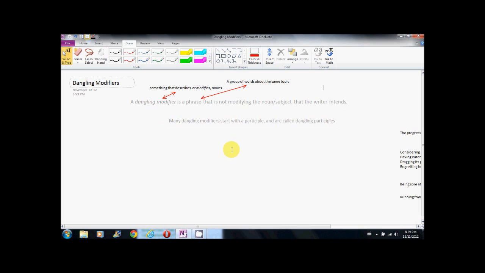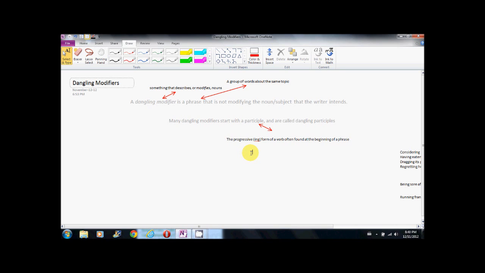Now, the most common form of a dangling modifier starts with a participle, and this form of a dangling modifier is actually called a dangling participle. So let's take a quick look at this definition so we have a full understanding of what we're trying to do. A participle is simply the progressive form of a verb, the ing form of a verb, often found at the beginning of a phrase.